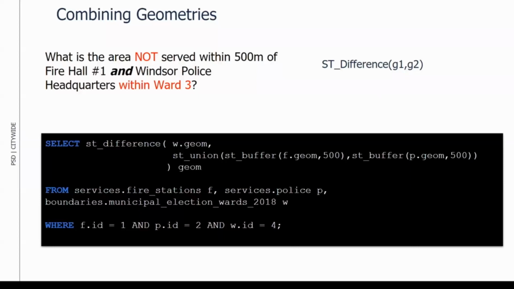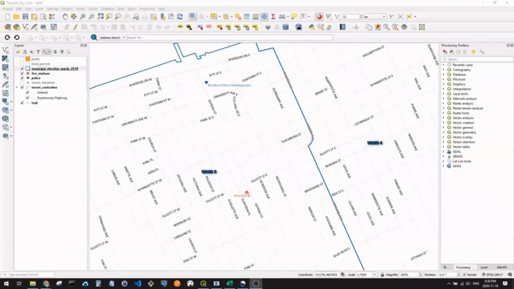And this is really a great tool, especially if you want to ever take the inverse of a buffer in a simple analysis or something a little more complex like this. Very handy to have. Okay, so I'm going to show you what we're trying to do here. We're basically trying to say what area is not within 500 meters of either the Windsor Police Headquarters or Fire Hall number 1.